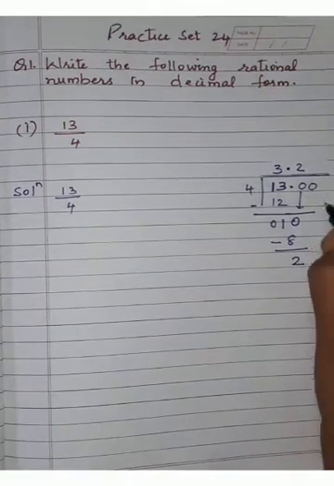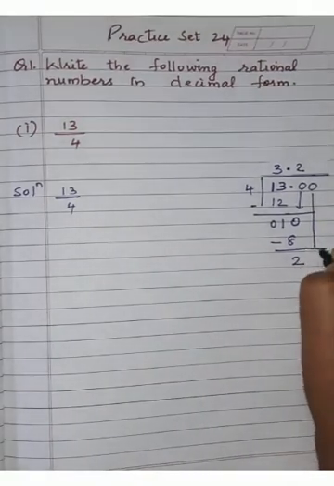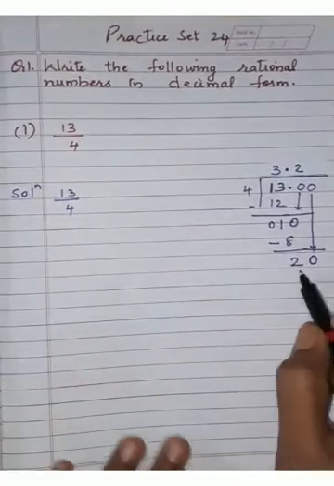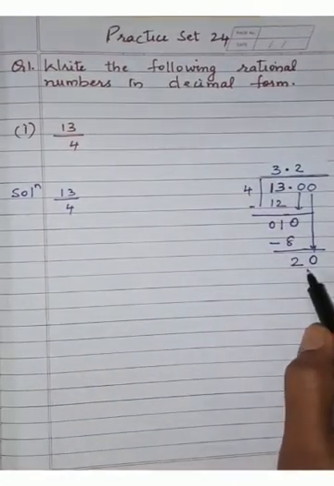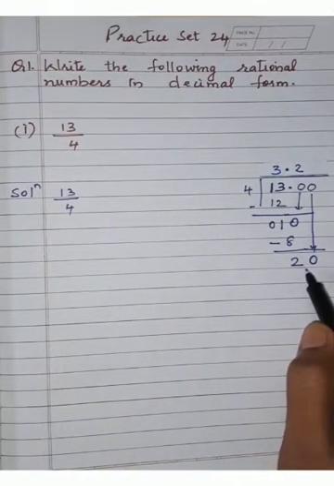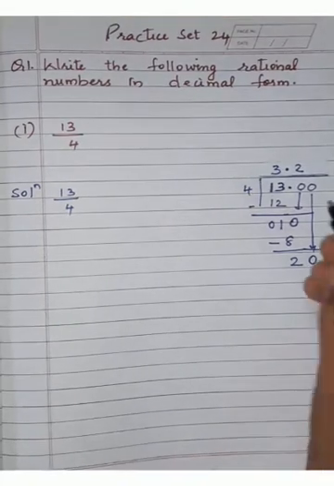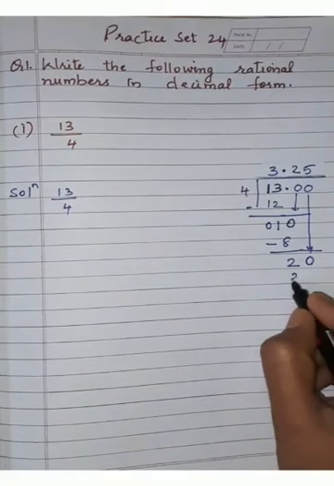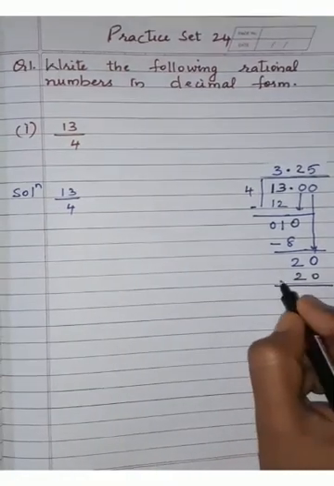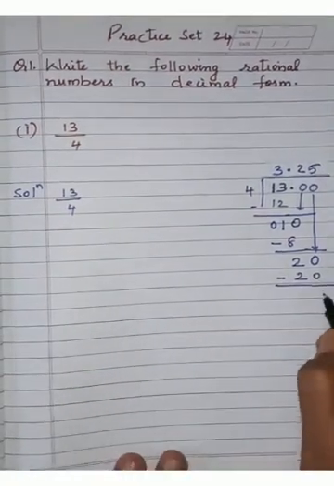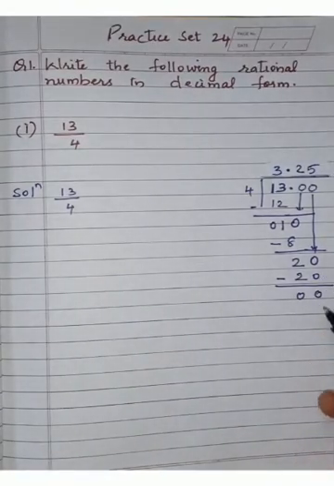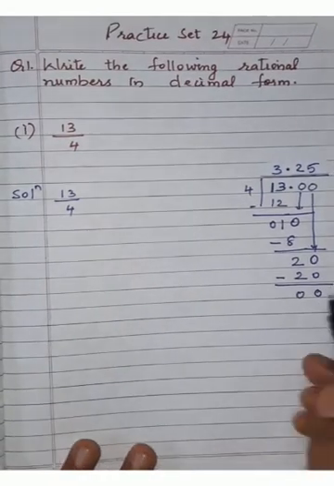Okay. Now here we have one more 0. So bring the 0 down. So here we got 20. So now in 4 table, can we get 20? It is 4 ones are 4, 4 twos are 8, 4 threes are 12, 4 fours are 16, 4 fives are 20. Okay. Then subtract this. So 0 minus 0, it is 0. So that means children, we got 0 at some point.